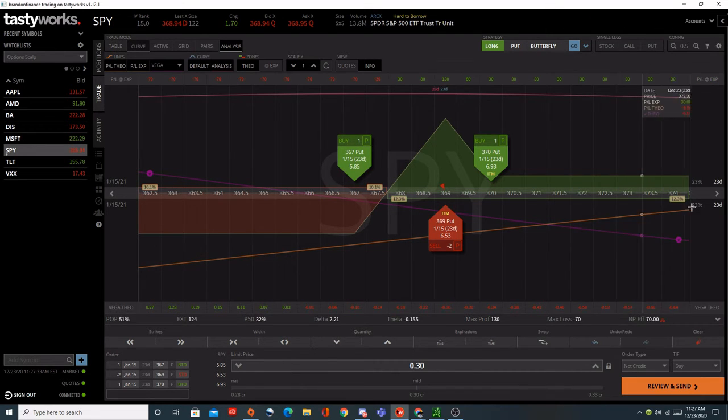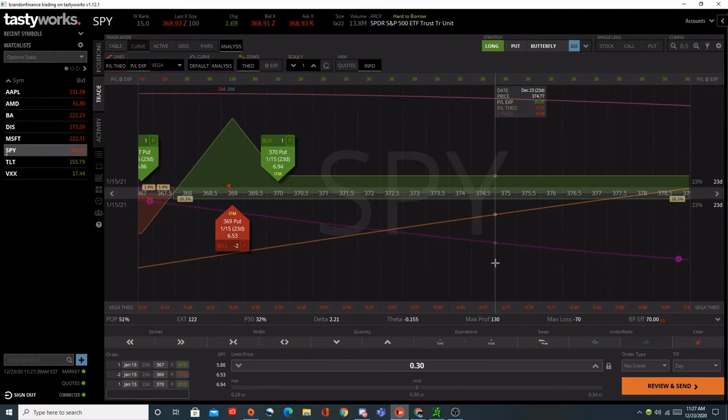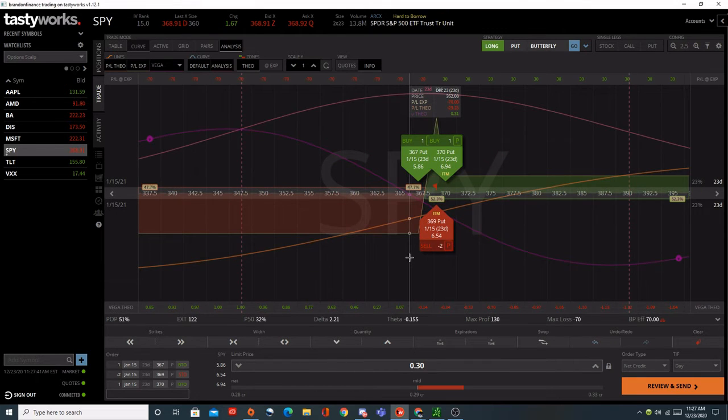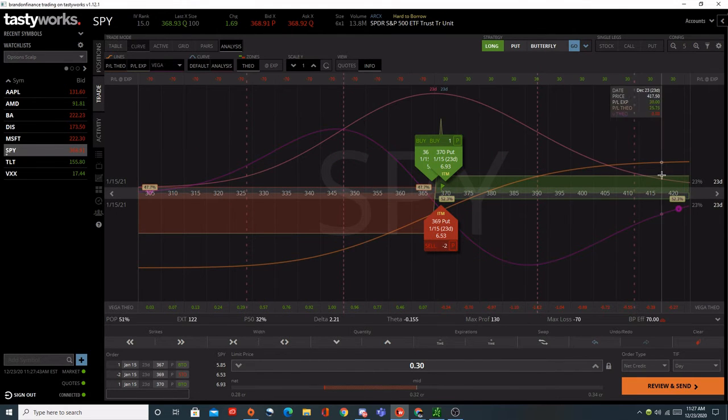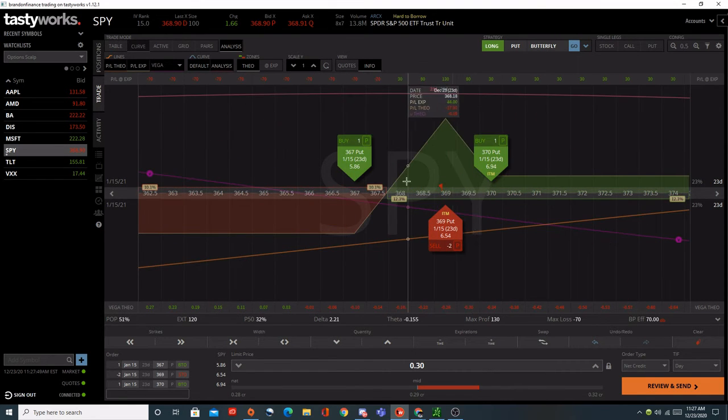Yeah. So this is what it's going to look like. As you can see, the stock can close anywhere above, if I can zoom out a bit. The stock can literally close at 420. You're going to make $30 no matter how high the stock goes. Now, the lottery ticket comes in if the stock closes between 368 and 370. You can make up to $130, and if the stock closes below 367, you're going to receive your max loss.